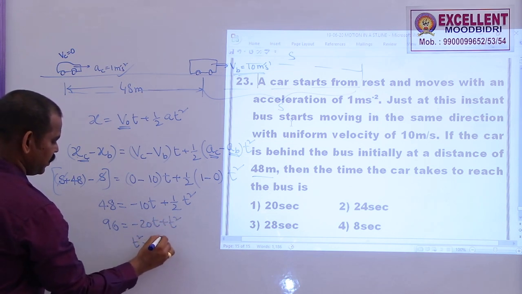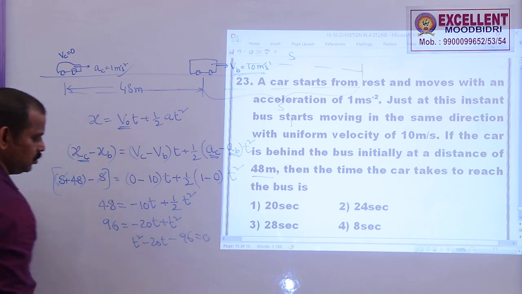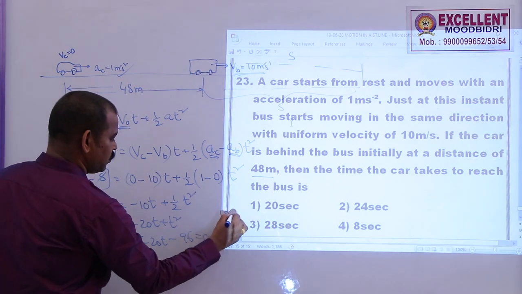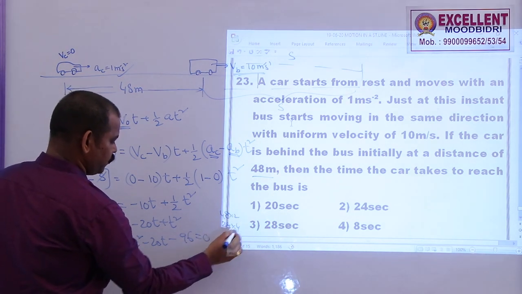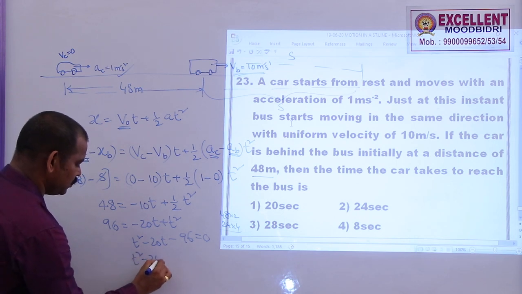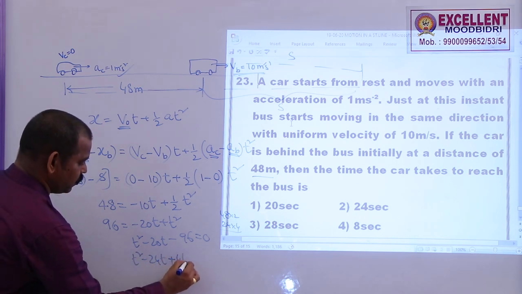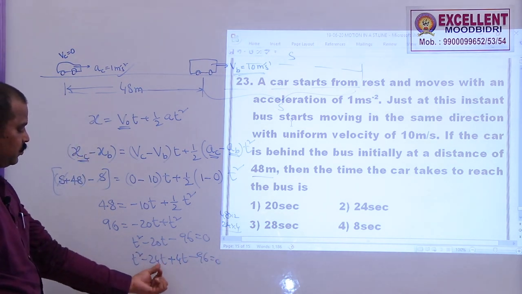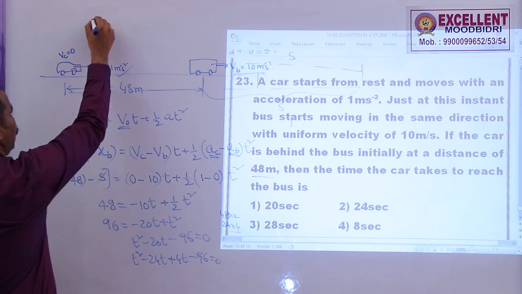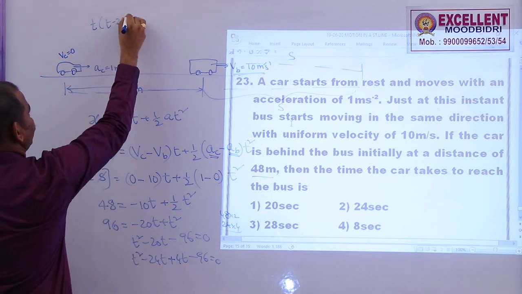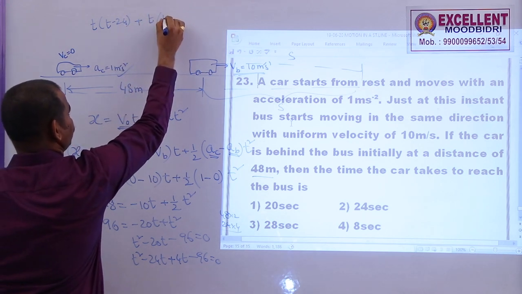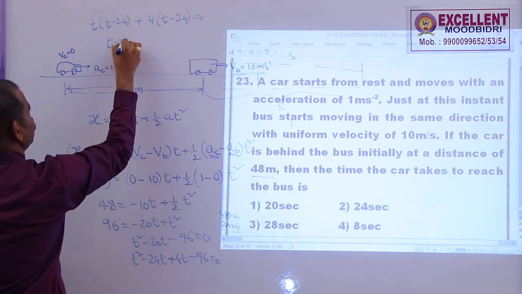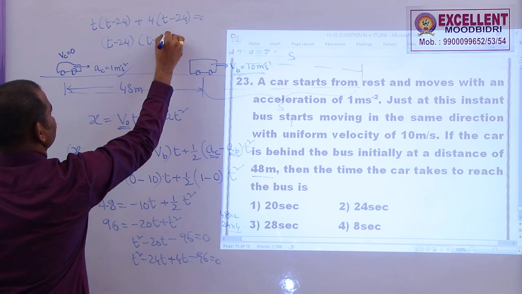So t square minus 20t minus 96 is equal to 0. Now for this 96 we have factors which are 48 into 2, 24 into 4. This is enough. t square minus 24t plus 4t, so this will be minus 20t, minus 96 is 0. So now you can take t into t minus 24 plus 4 into t minus 24 is equal to 0. So this is t minus 24, this is t plus 4 is equal to 0.